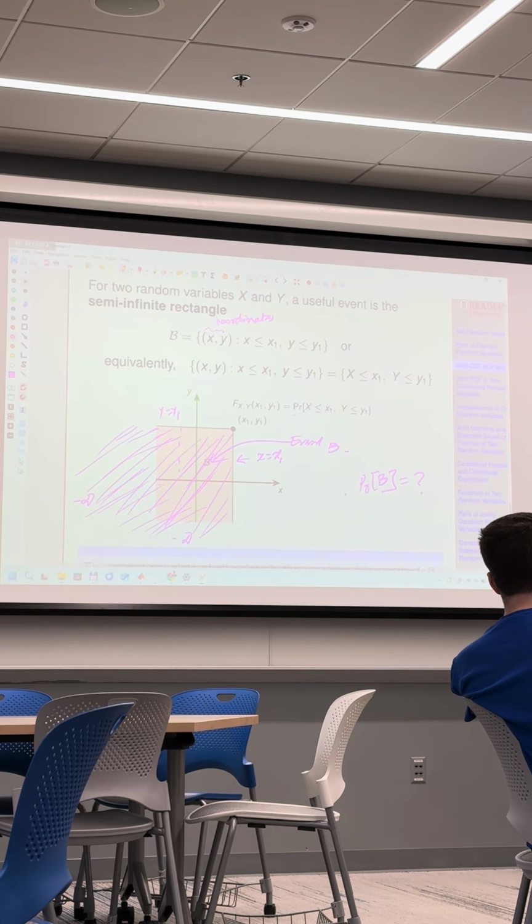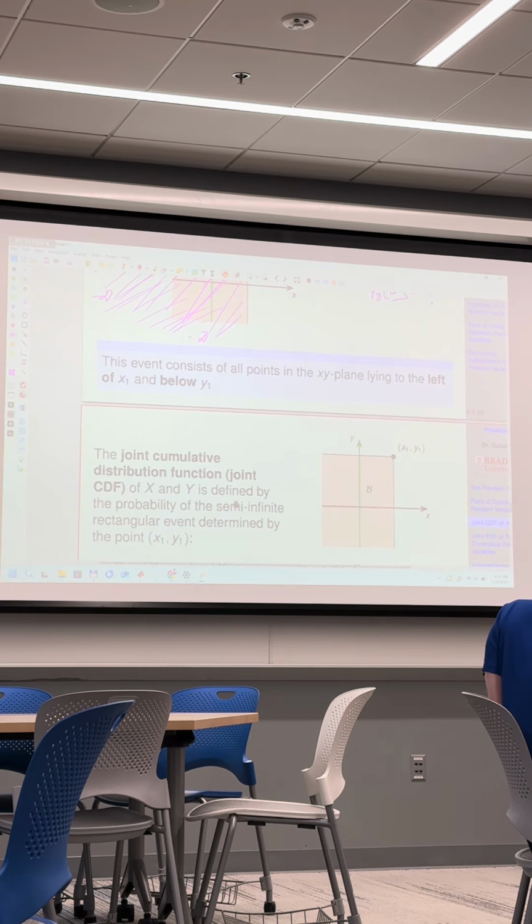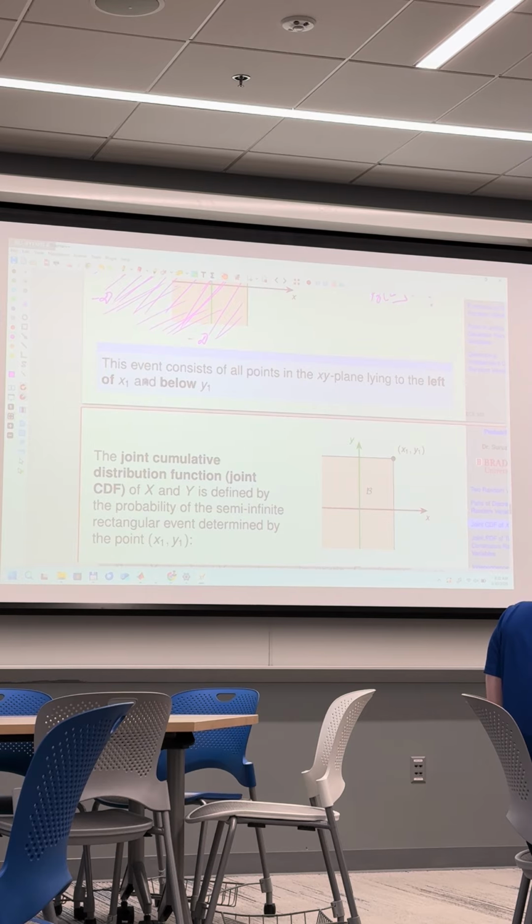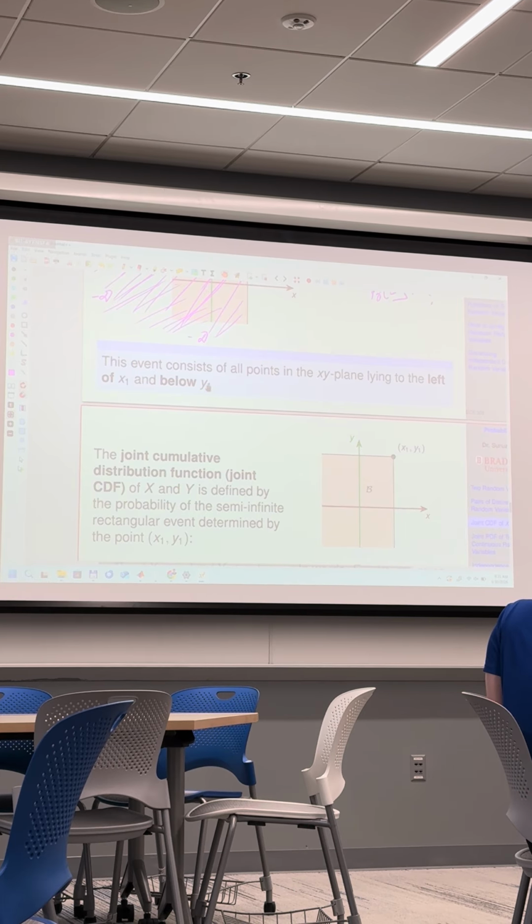It is basically a semi-infinite rectangle, as I visually showed you. So how to find this probability? By definition, the joint CDF is the probability that x less than or equals x1, y less than or equals y1. Now hear what I say. This event consists of all points in the xy plane lying to the left of x1 and below y1.